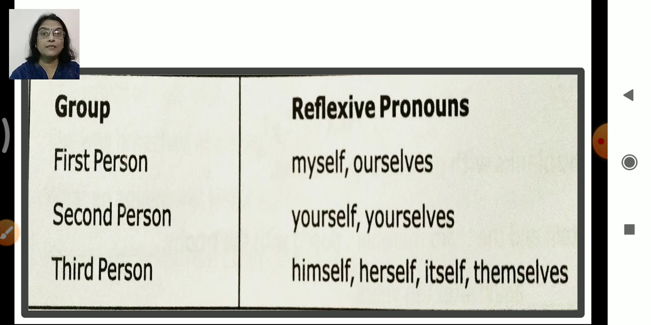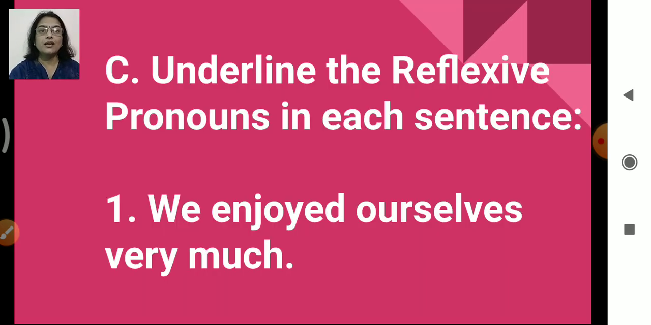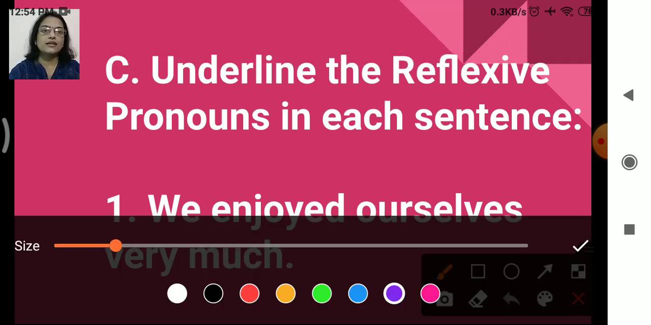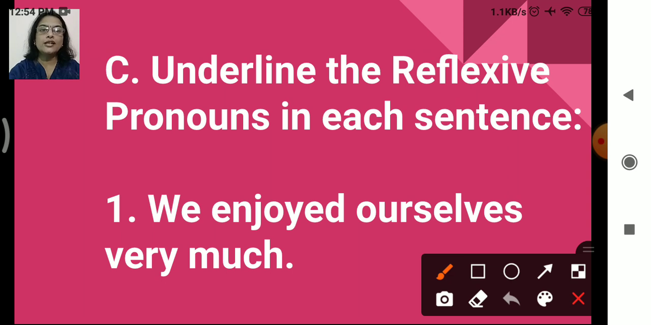Okay, so just keep in mind this chart too. Now here, underline the reflexive pronouns in each sentence. Now they are very easy, right? We add self to it. They are very easy to remember. We enjoyed ourselves very much. Okay, so our answer is ourselves. We, right? We is there. That means plural, isn't it? So we enjoyed ourselves very much. So that is why ourselves is the answer.